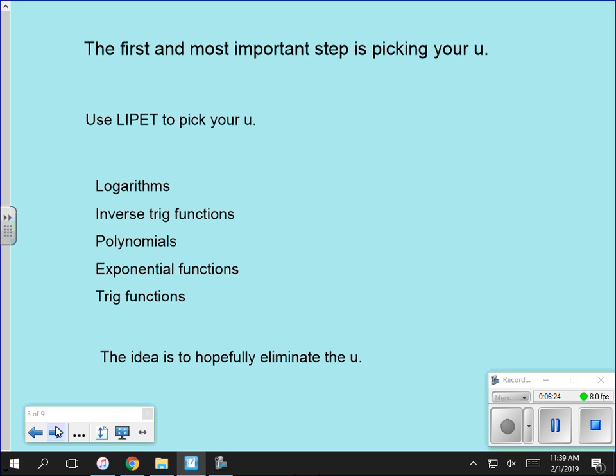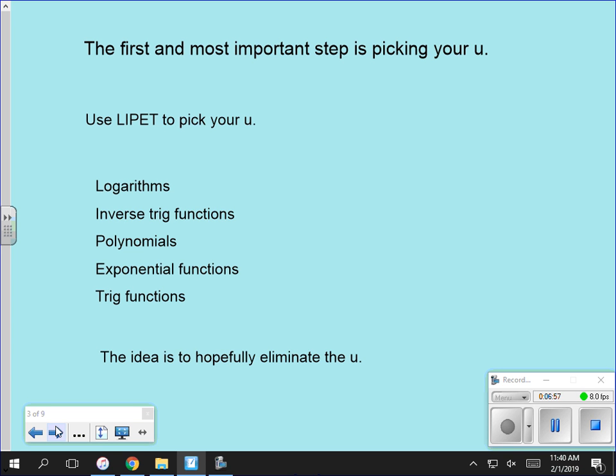Now, the first and most important step is picking what your u is. What function, what portion of that integral, is the u that you're picking? And LIPET helps you decide what your function is going to be. In this order, if you have a logarithm in your original function, that is your u.